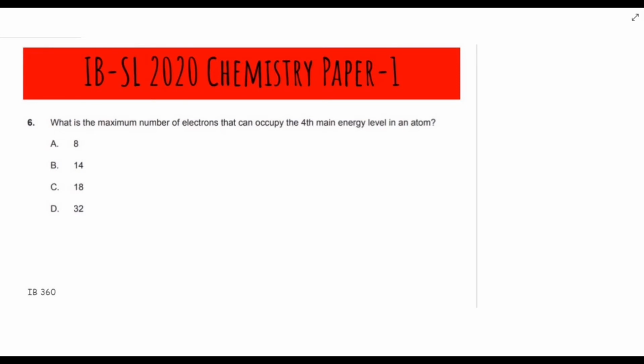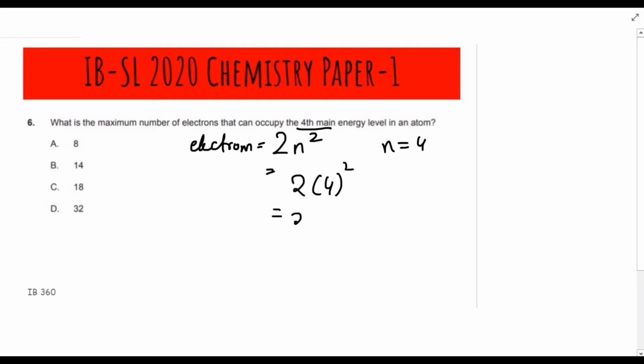So question 6 asks us, what is the maximum number of electrons that can occupy the fourth main energy level in an atom? This is a very straightforward question. The total number of electrons in any energy level can be determined by the formula 2n squared, where n is the energy level. Here n is equal to 4, as given it's the fourth main energy level. So 2 times 4 squared, that is 2 times 16, that is 32. For question 6, our answer is option D.